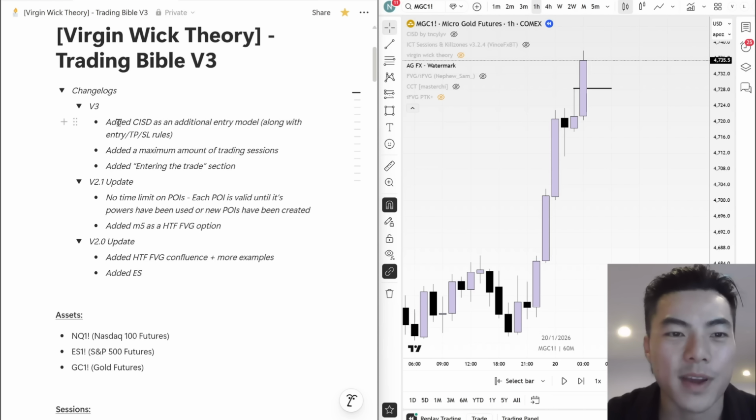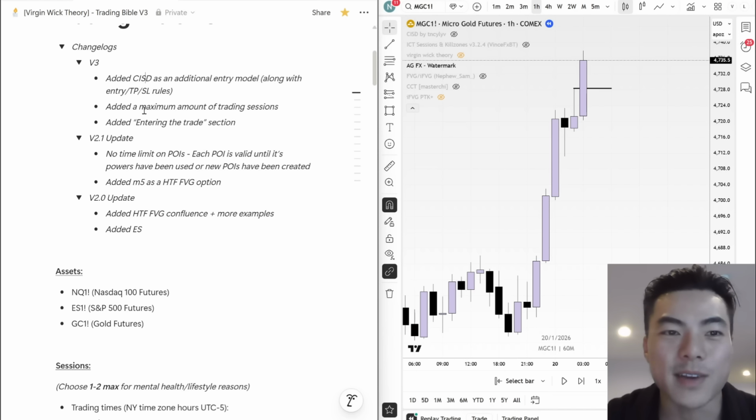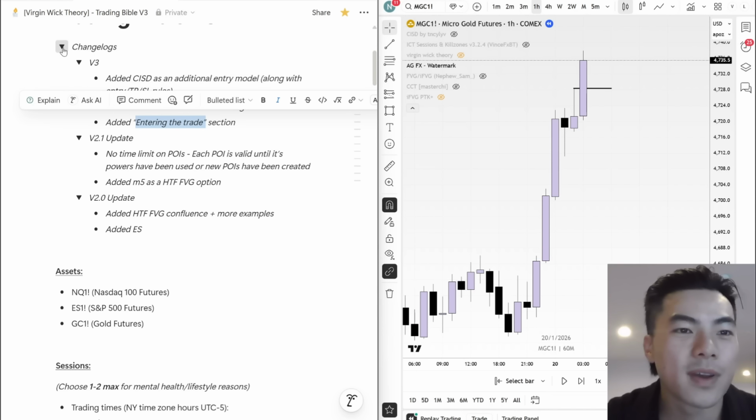In version 3, I just added, as you know, change in state of delivery as an additional entry model and the rules around that. I added a maximum amount of trading sessions and a new section called entering the trade, but we'll go over those.